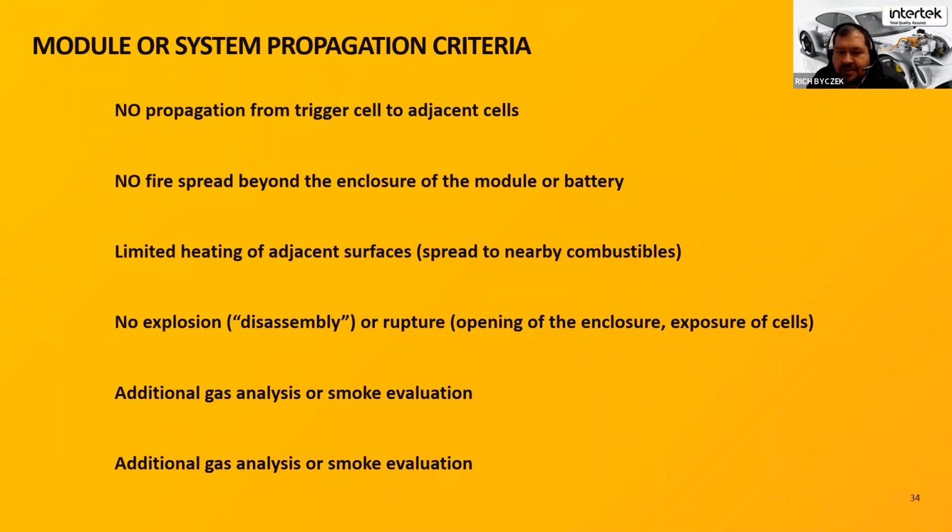Other concerns I just have noted here: additional gas analysis or smoke evaluation. Again, from a building code standpoint, this is an additional concern that makes it more difficult to set up large scale tests, because if the system goes into runaway, you've got a lot of data acquisition. You've got some constraints there in terms of trying to capture the full volume of any off-gassing. So that has to be addressed. Again, much easier to do at the module or cell level.